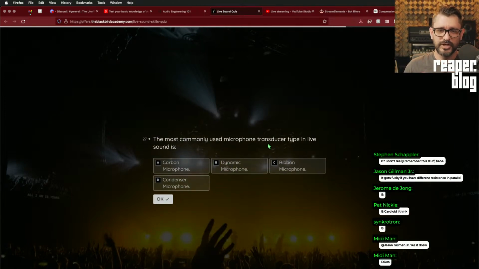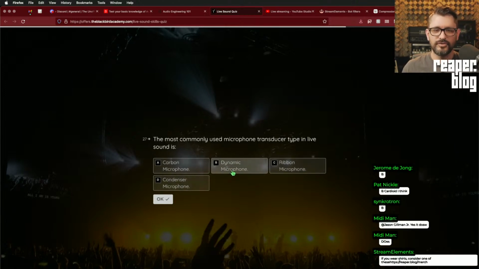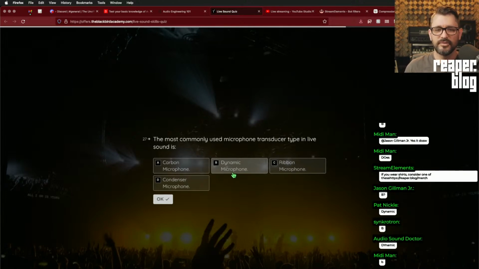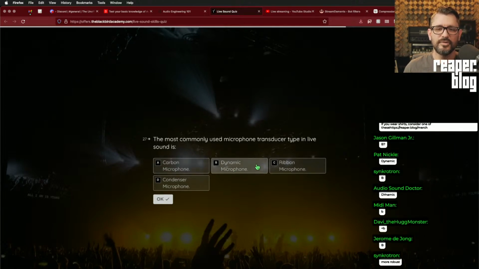The most commonly used microphone transducer type in live sound: carbon microphone, dynamic microphone, ribbon microphone, condenser microphone. Yeah, dynamic microphone is most commonly used for live because you need something that's rugged, something that can take a beating, something that's simple to use and position and will last. So it's not uncommon to use condenser microphones for live, but dynamic microphones you're going to see in most situations, pretty much other than like the overhead mics. Maybe the lead vocal will get a condenser as well. But yeah, ribbons, very rare.